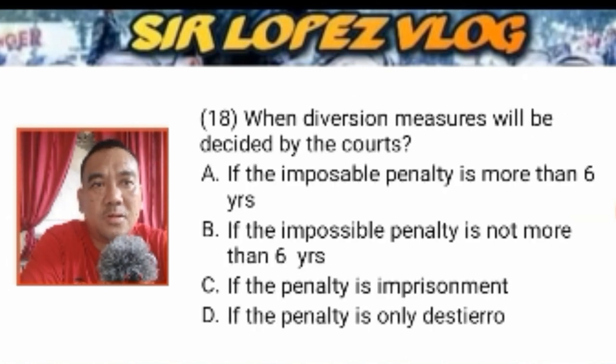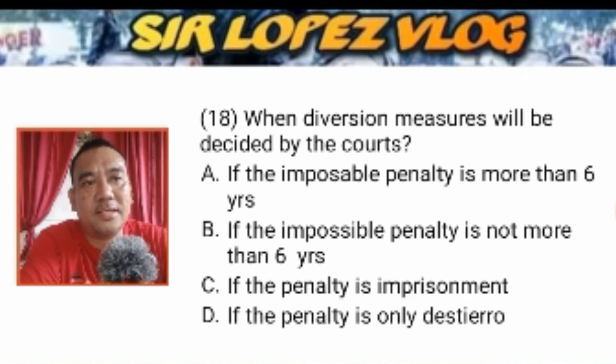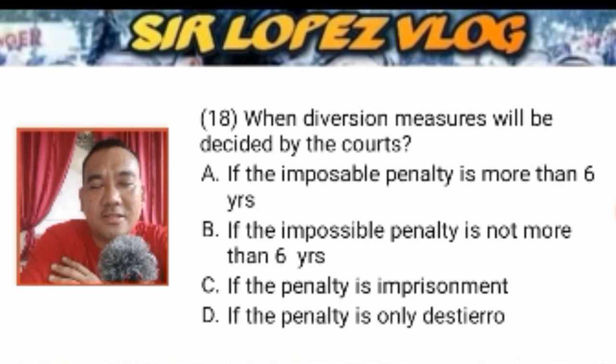Number 18. When will diversion measures be decided by the courts? A. If the imposable penalty is more than 6 years. Letter B. If the imposable penalty is not more than 6 years. Letter C, if the penalty is imprisonment. Or letter D, if the penalty is only destierro.